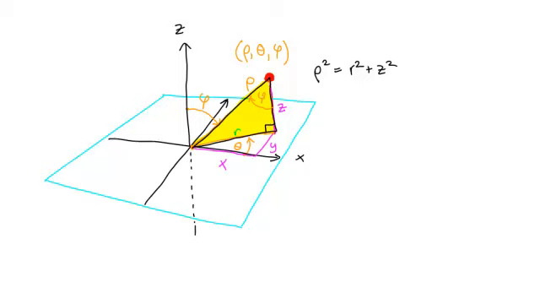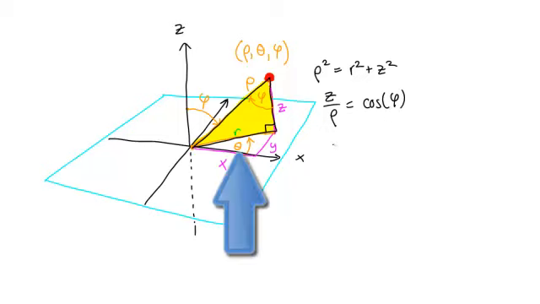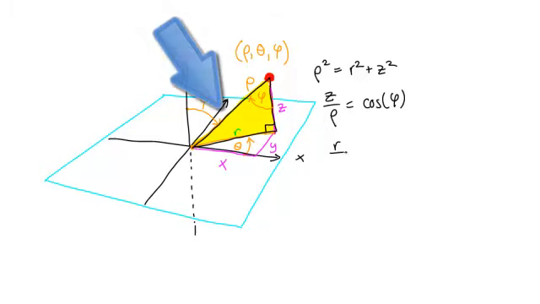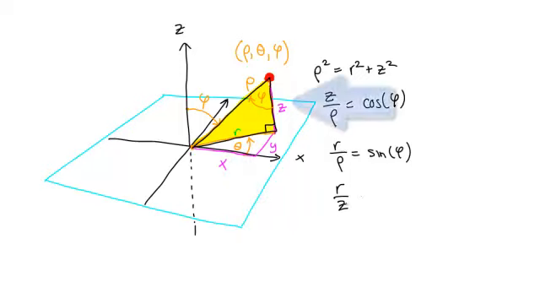So now that we have an angle right here, we can write down a few more trigonometric identities. For example, if we were to take the ratio of the adjacent side to the hypotenuse, z over rho, that would be the cosine of the angle phi. And if we were to take the ratio of the opposite side, r, over the hypotenuse, rho, we would have the sine of the angle phi. Finally, if we take the ratio of the opposite side r to the adjacent side z, we would have the tangent of phi.